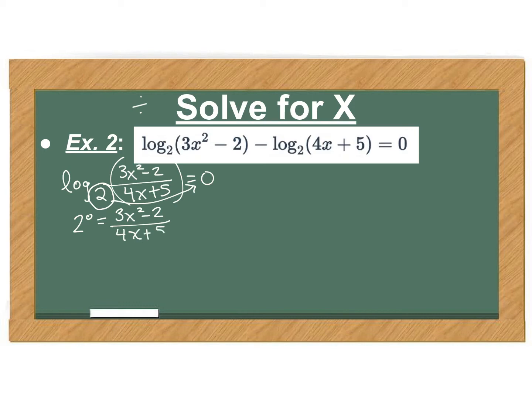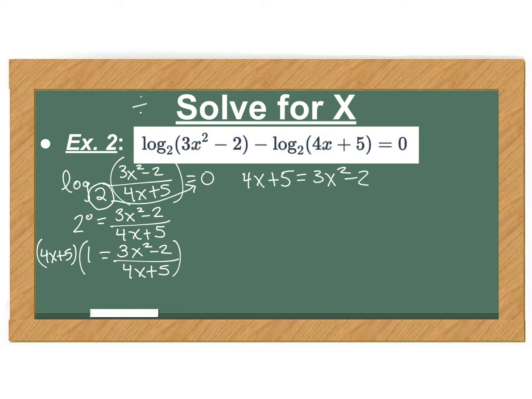And what is 2 to the 0? It's 1. Be careful, it's not 0. And now I have this statement. So right now I'm dividing by 4x plus 5, so I'm going to multiply both sides by 4x plus 5. And I get a statement that says 4x plus 5 equals 3x squared minus 2.